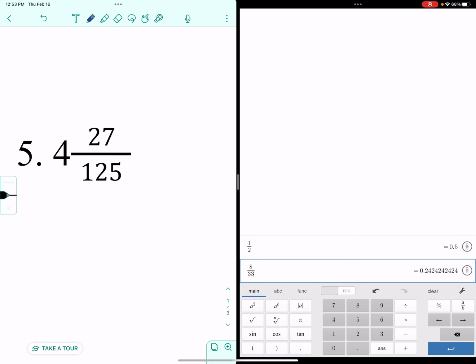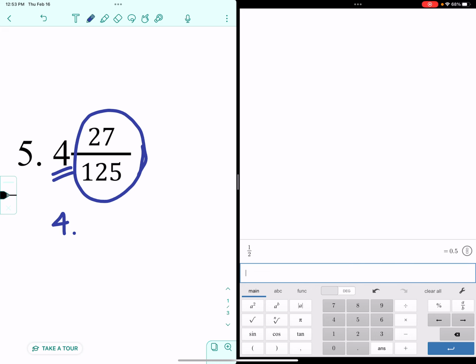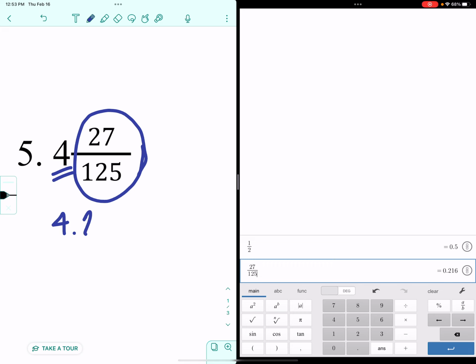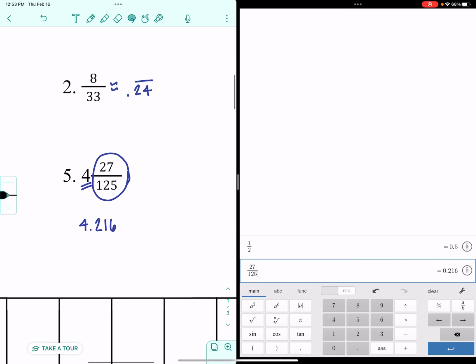Now I know the whole part of my number is going to be a 4. What I need to change is my fraction part to a decimal. So I am going to go do 27 divided by 125. So my fraction part comes out to be 216. So this is the decimal form for 4 and 27 over 125.